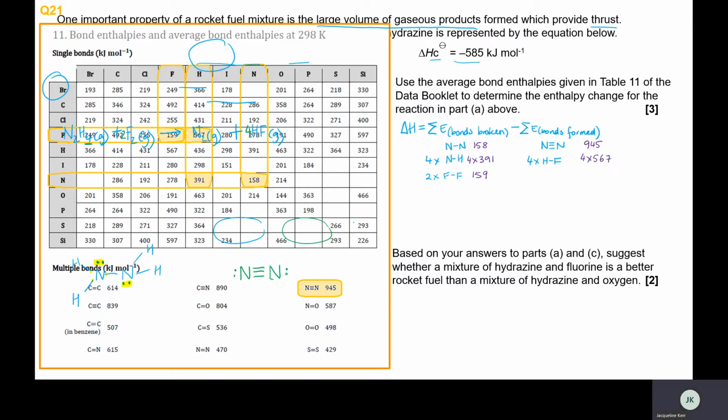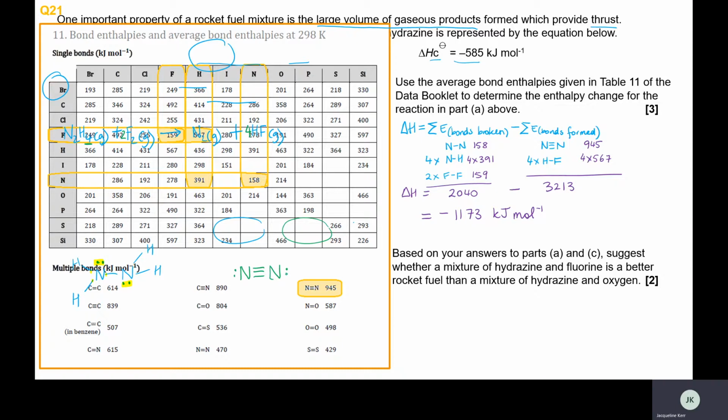All right, so if we tally those up, we should have on this side, bonds broken, 2040, and bonds formed, 3,213. So our delta H, it's broken minus formed, gives us minus 1,173, and it's kilojoules, and it's per mole because it's per mole of hydrazine. So that's our answer to this question.